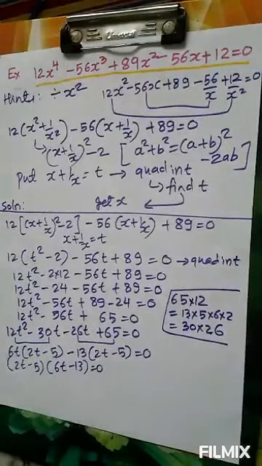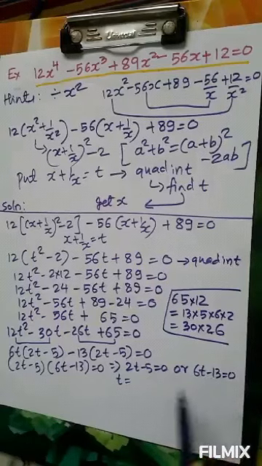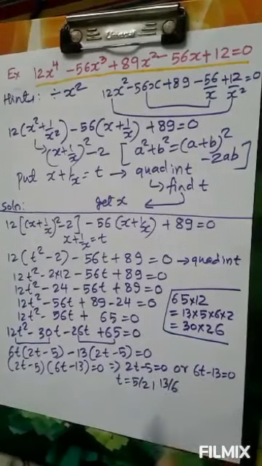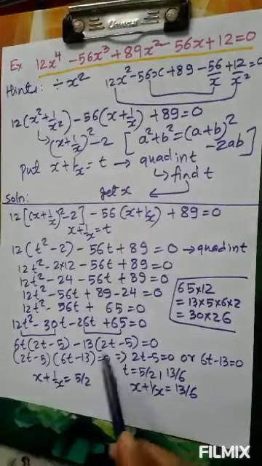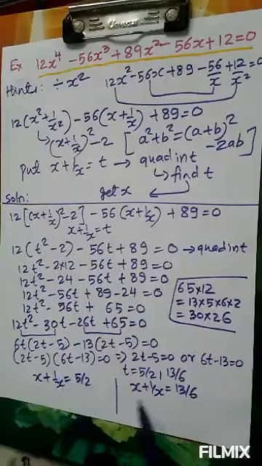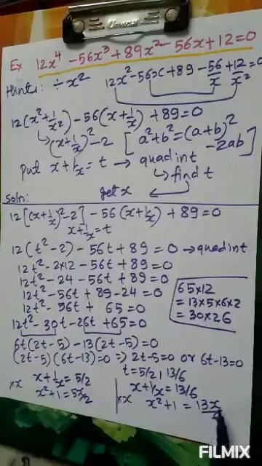This gives us two factors in t. Either 2t minus 5 is 0, or 6t minus 13 is 0, which gives us t equal to 5 by 2 or 13 by 6. Substituting t as x plus 1 by x from here, we will get two equations. We will solve for x. Multiplying by x both sides, we will get x square plus 1 is equal to 5x by 2, and here x square plus 1 is equal to 13x by 6.